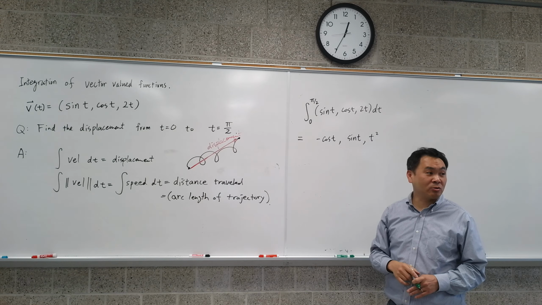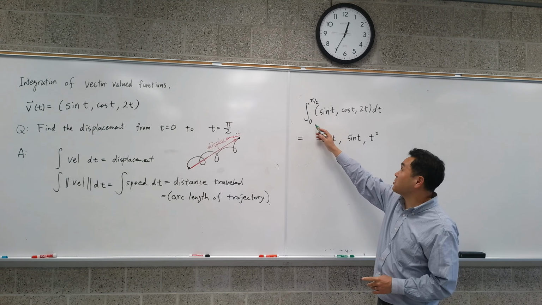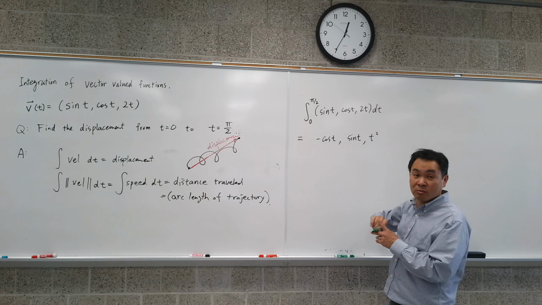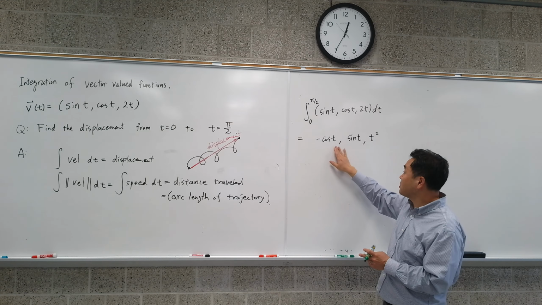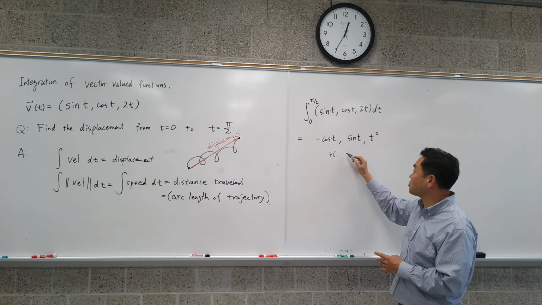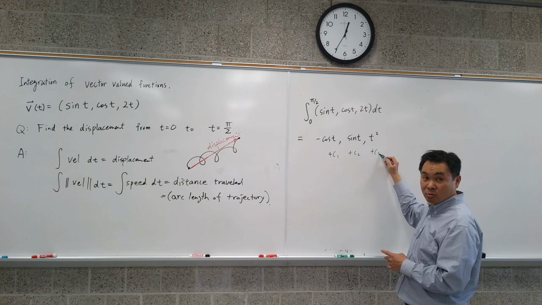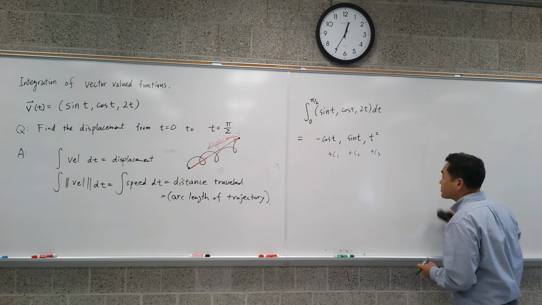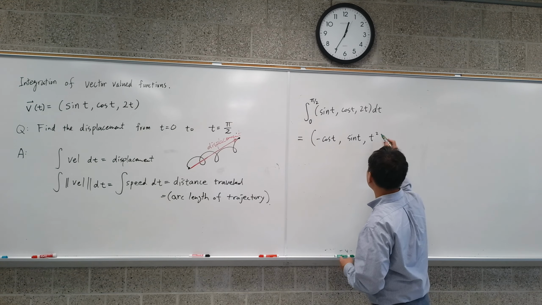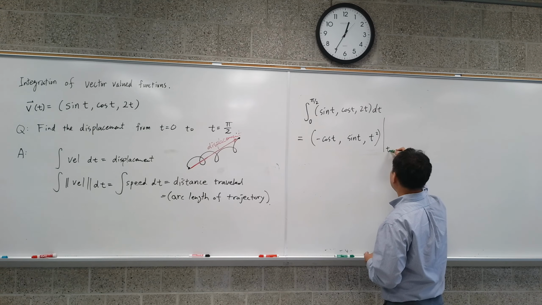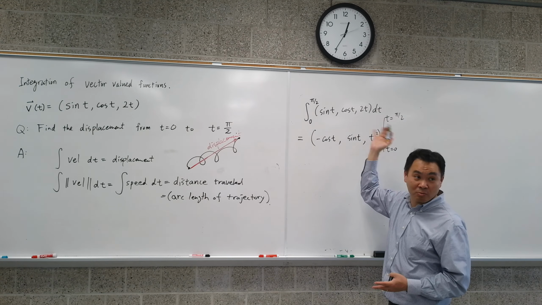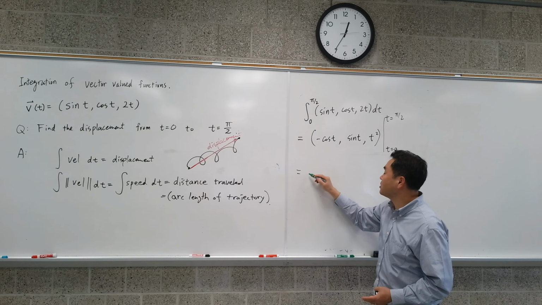But if you are to do an indefinite integral, in that case you have to put c1, c2, c3 for each one of these. The constants don't have to be the same. That's why you have to say plus c1, plus c2, plus c3. But this is a definite integral, so you just say t is 0 and t is pi over 2, and now you plug things in and subtract.